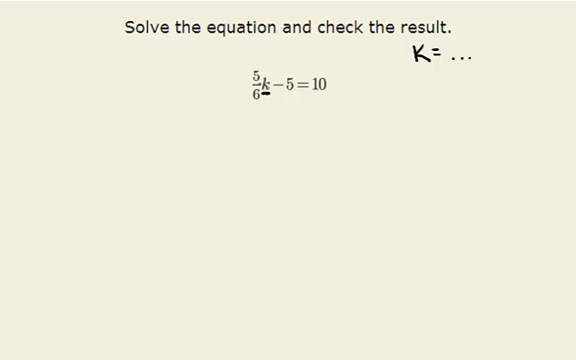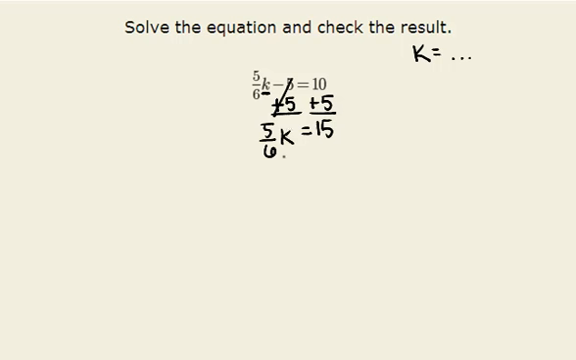So here we have 5/6 k minus 5 equals 10. The first thing I'm going to do is use the addition property of equality to add 5 to both sides in order to maintain our equality. And so here it'll cancel, and then 10 plus 5 gives us 15. So this negative 5 canceled, so now we have 5/6 k equals 15.